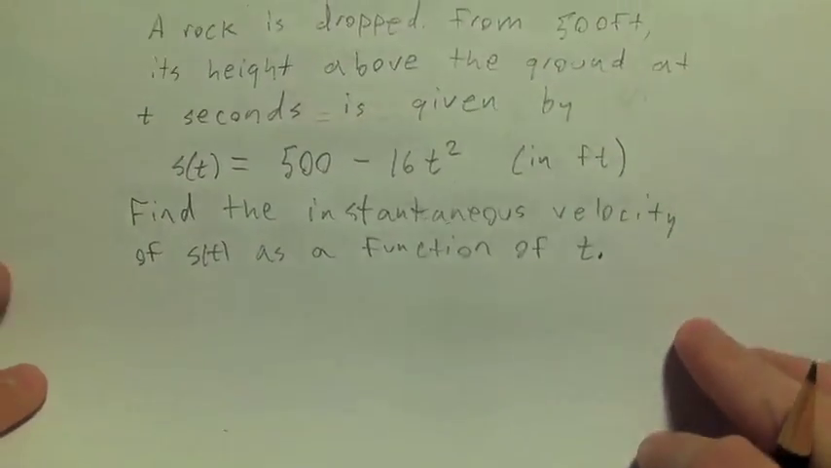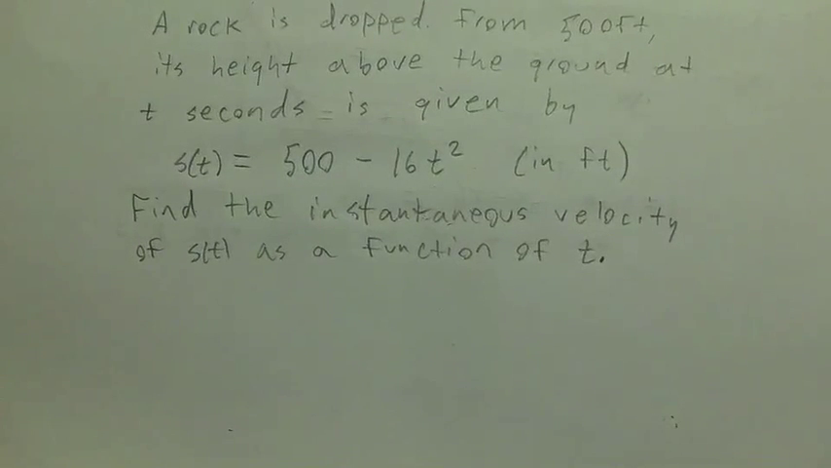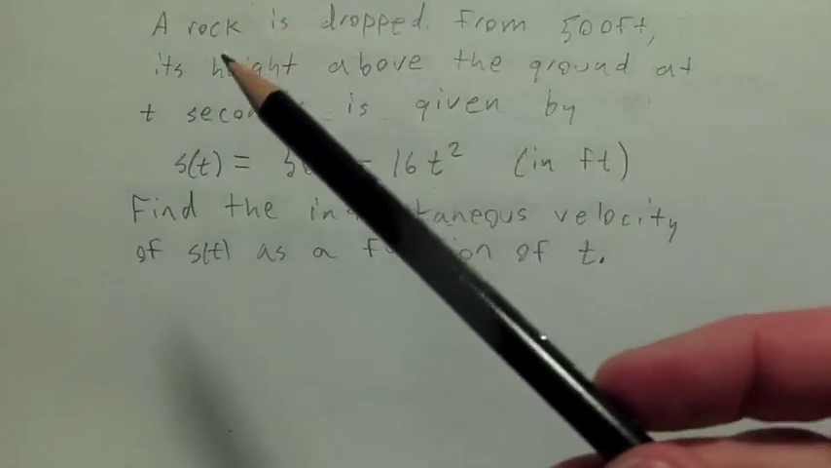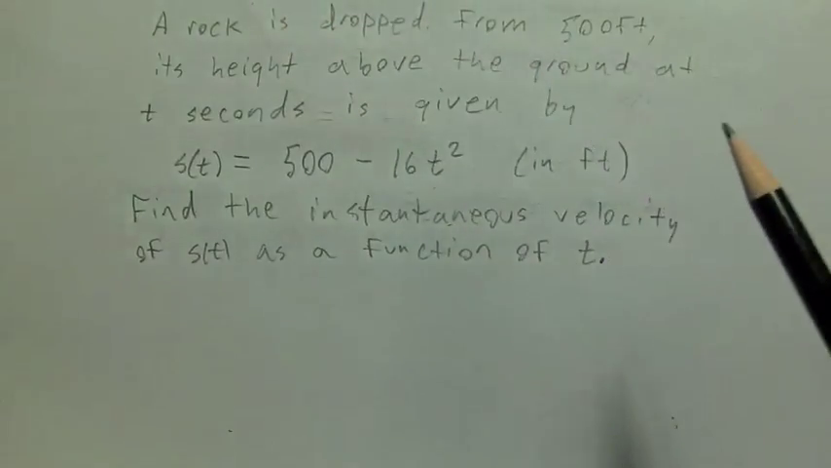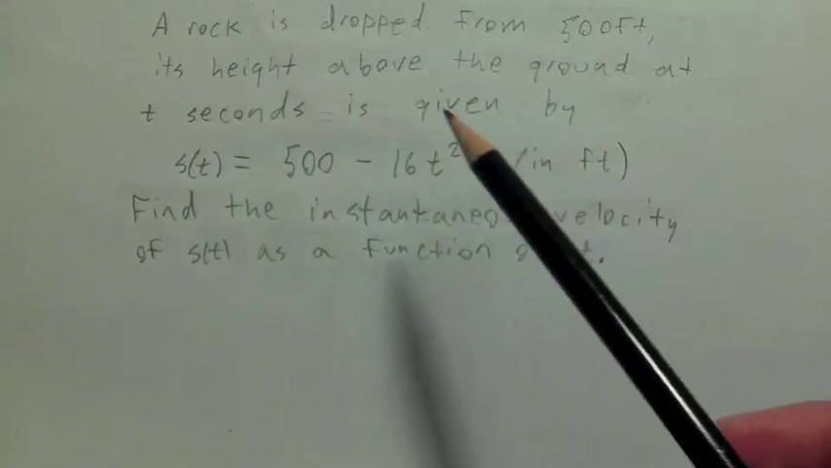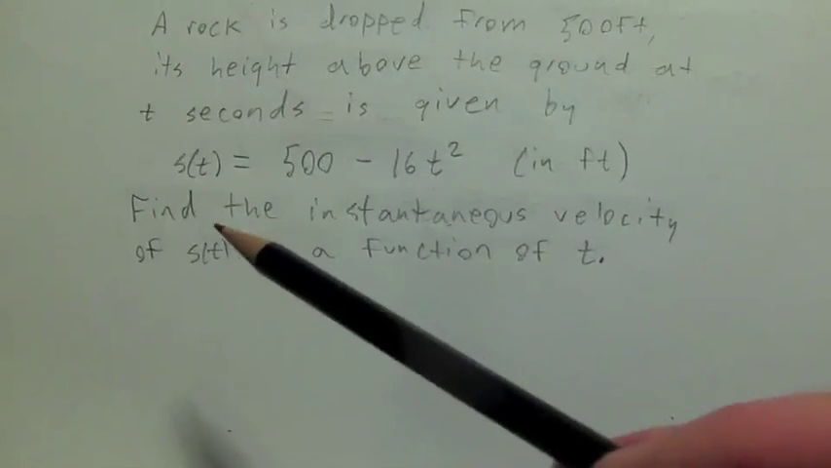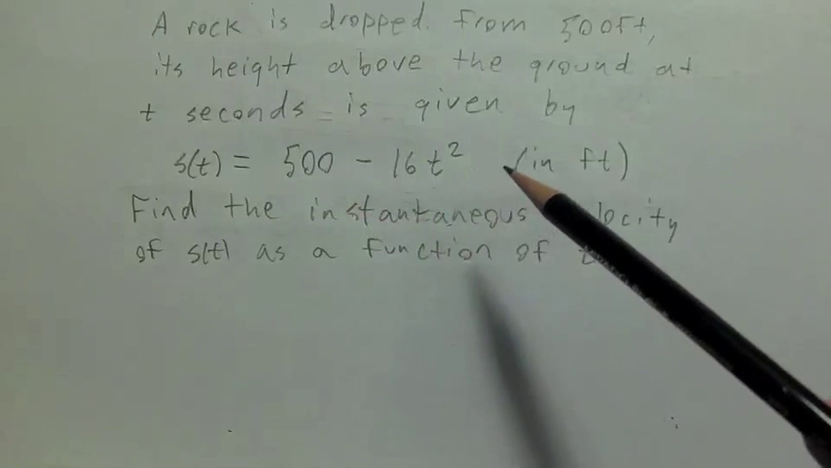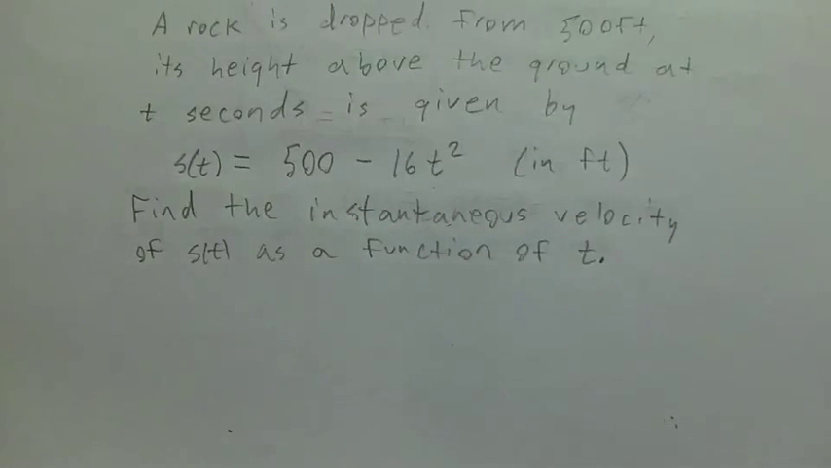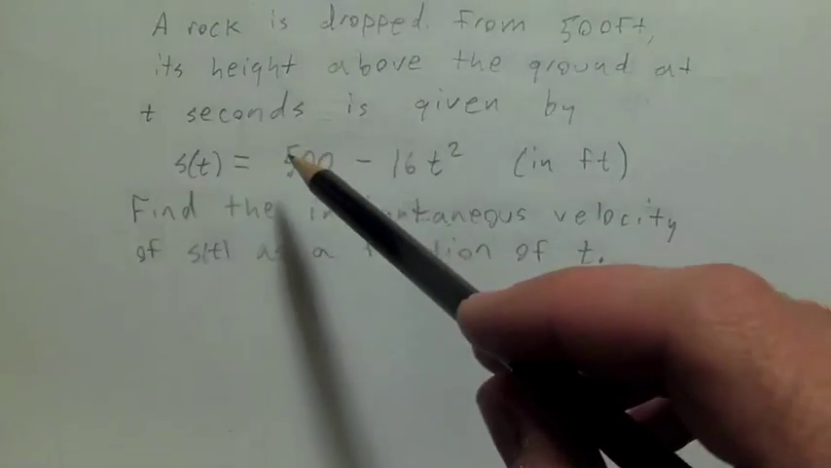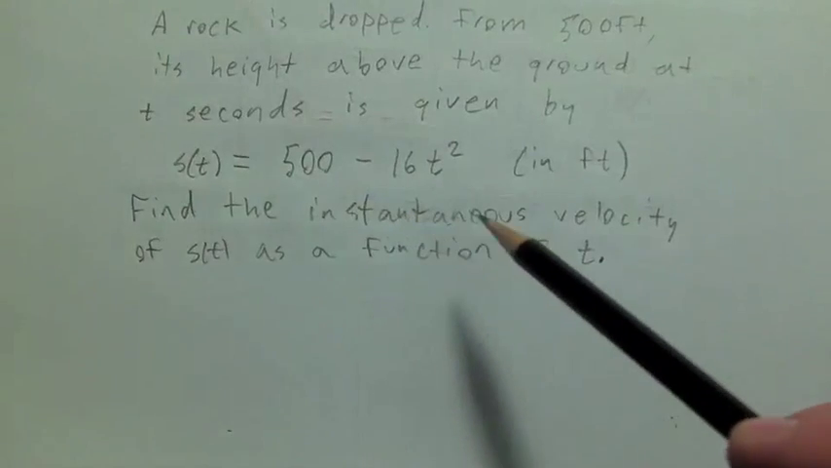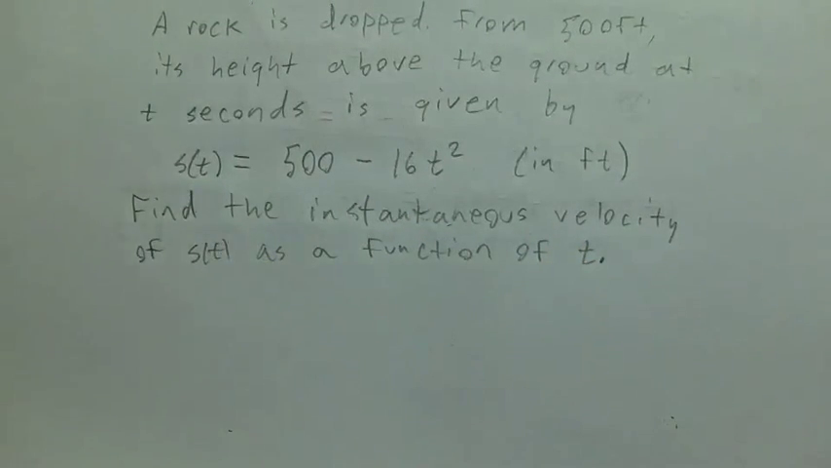Okay, another thing that becomes super easy is the problem we looked at earlier. This isn't exactly the same, but very similar. Let's say a rock is dropped from 500 feet. Its height above the ground at t seconds is given by this function, s of t is equal to 500 minus 16t squared. It's given to us in feet. This is the initial height, and this is the gravity term. We're going to find the instantaneous velocity of s of t as a function of t.